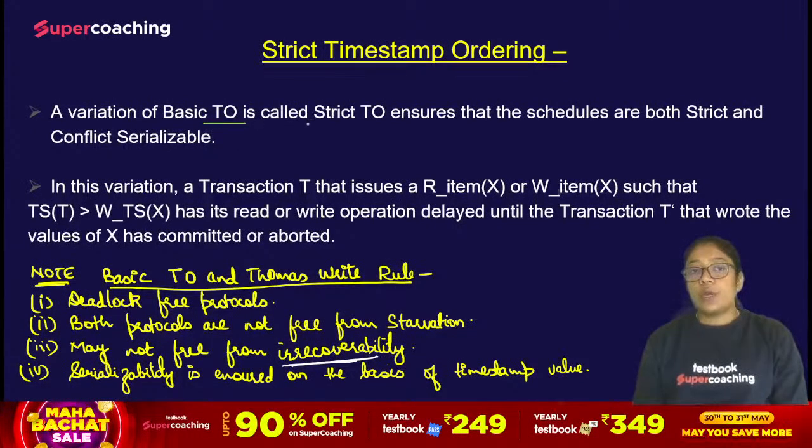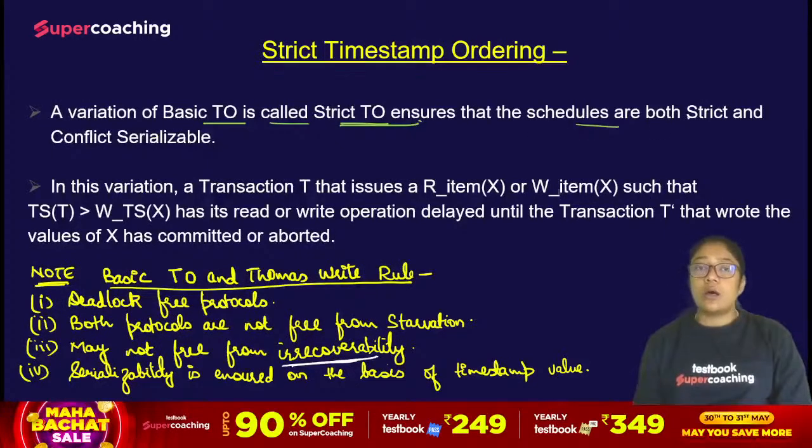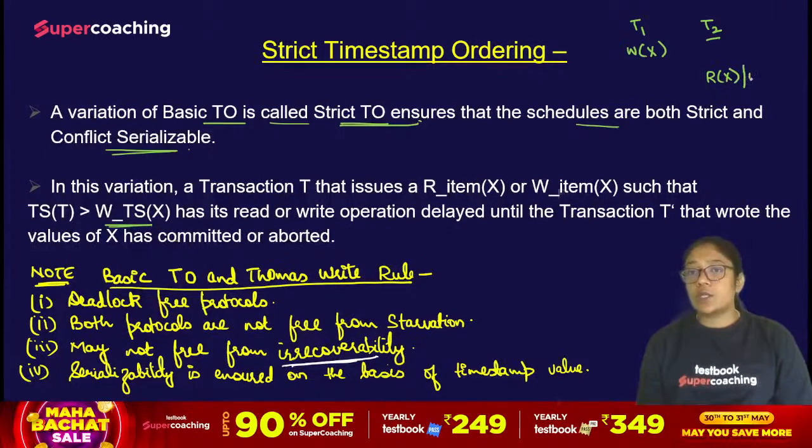A variation of basic timestamp ordering is called strict timestamp ordering protocol. So in the variation, only in basic timestamp ordering protocol we are going to add the concept of the commit. That ensures the schedules are both strict and conflict serializable. In this variation, if any transaction has performed a write operation whose timestamp value is smaller, say we have transactions T1 and T2, and T1 has performed a write operation on the data item X, then the read or write operation of the other transaction will be delayed. Until when? Until it gets committed. Until T1 commits, T2 won't be performing the read or write operation, and this is the condition for strict recoverable schedule.